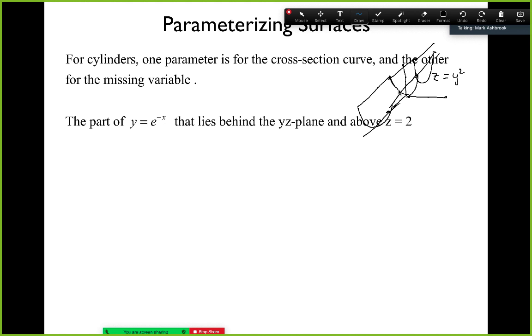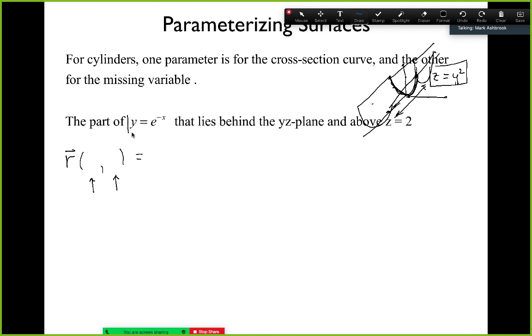So we can use one of our parameters. We've got two parameters to write all points on this surface. We can use one of them to write the curve, and then the other one to be the sweeping variable, right? So in this case, x would be one variable, and then we'd have one more parameter to define the curve z equals y squared. So how about this one? y equals e to the minus x. What will I use for my two parameters? No, I'm not asking for the vector yet. I'm asking what will I use for the two parameters. Someone said x and z, right?